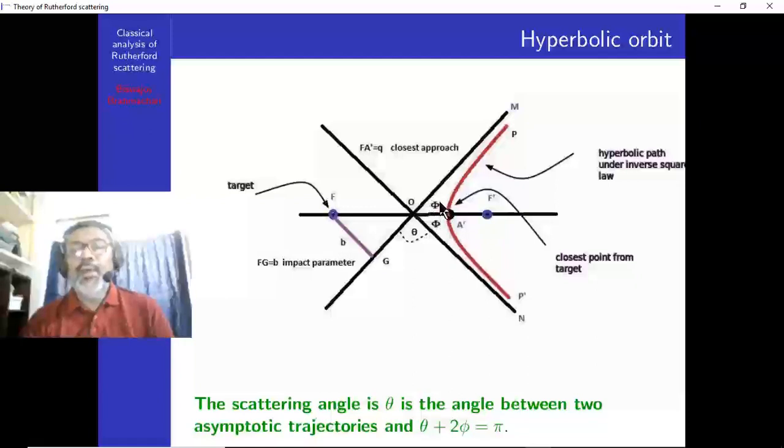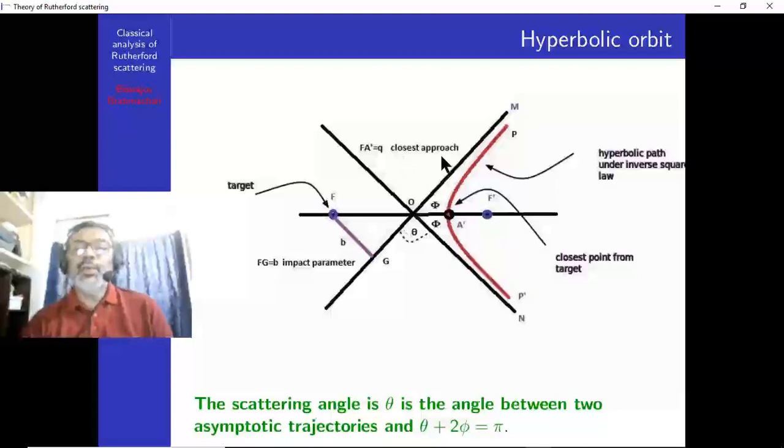Okay, so if this is phi, this angle is also phi. That means we can relate b, which is the impact parameter, in terms of OF and sin phi, because sin phi is b by OF. An impact parameter is defined as the perpendicular distance from the nucleus, that is from the focus, to the asymptote M. So now we have defined b and theta, which is the scattering angle, and also the eccentricity in terms of cos phi, 1 by cos phi.